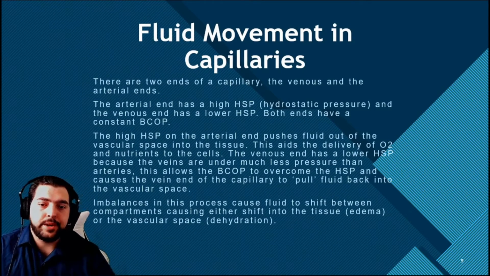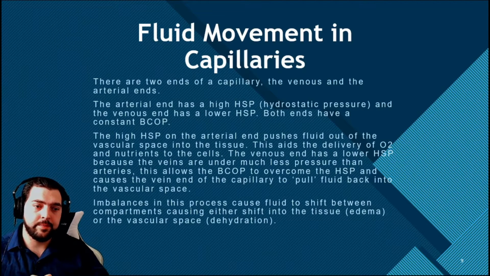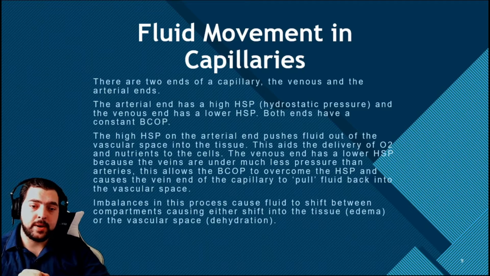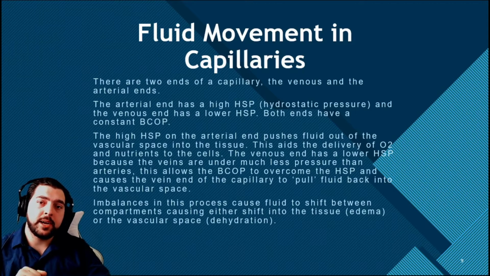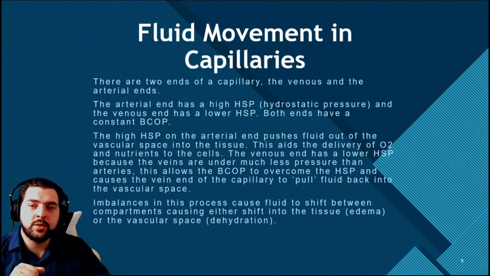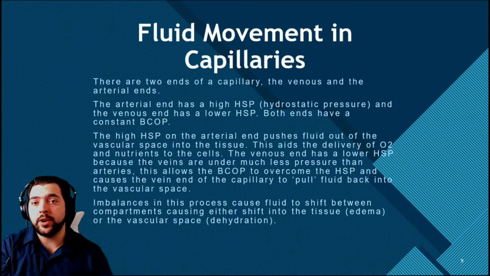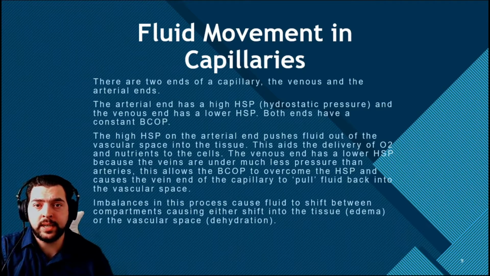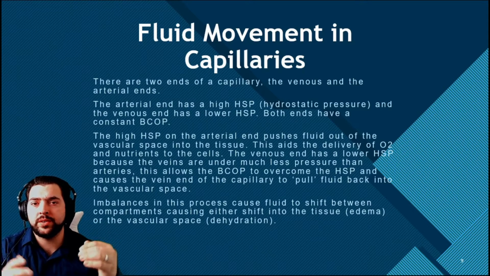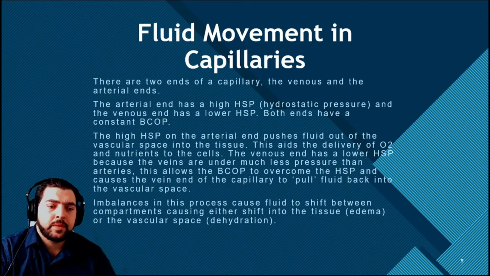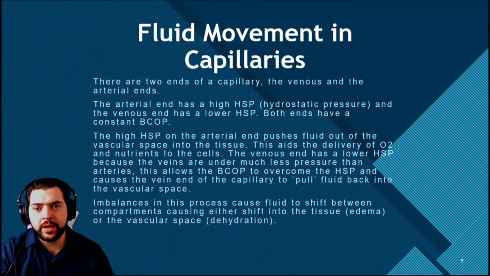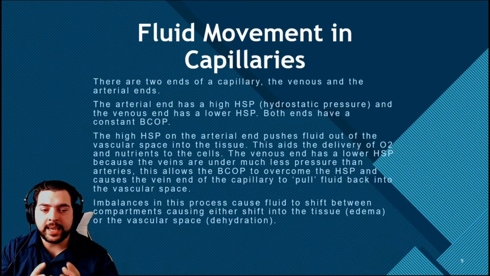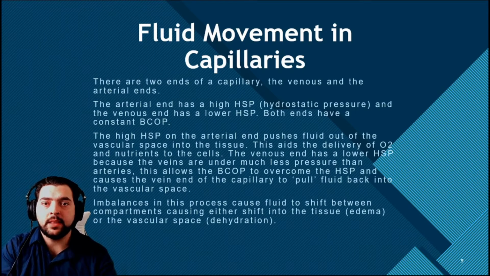So there are two ends of a capillary, the venous end and the arterial end. At the arterial end, because arteries are under pressure, we have a high hydrostatic pressure. And at the venous end, we have a low hydrostatic pressure because veins are not under a lot of pressure. I think they're like 2 or 3 millimeters of mercury. That's it. Now, both ends have the same colloid osmotic pressure. That's because the blood in your veins and the blood in your arteries is the same blood. It's just carrying less oxygen and more carbon dioxide depending on which side you're on, right? So the high hydrostatic pressure on the arterial end is going to push the fluid and make it leak into the tissue, leaving the vascular space.